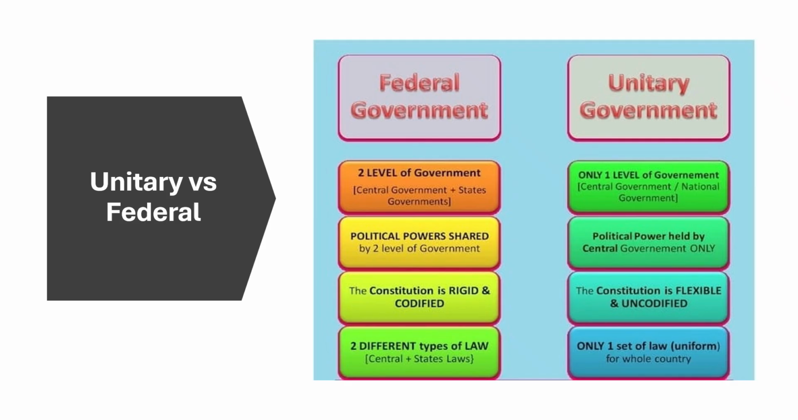And then you have 2 different types of law, because you would have the national law and then whatever sub-state law is. But there's also unitary governments, and these are generally reserved for the small states. If you have a small state, you don't need 2 levels of government. So you only have 1 level. The Constitution doesn't really need to be as inflexible or codified, because it's only 1 government. You're not having to share powers. There's only 1 set of laws, and political power is held by this 1 government.